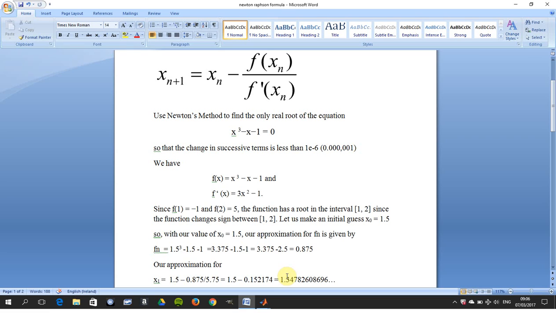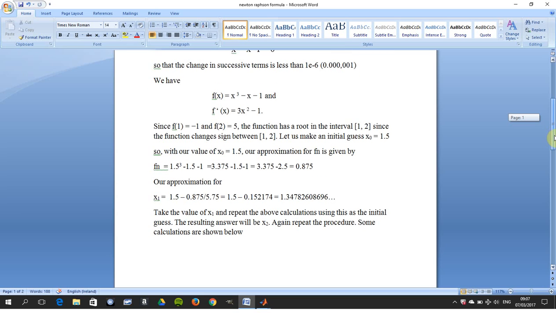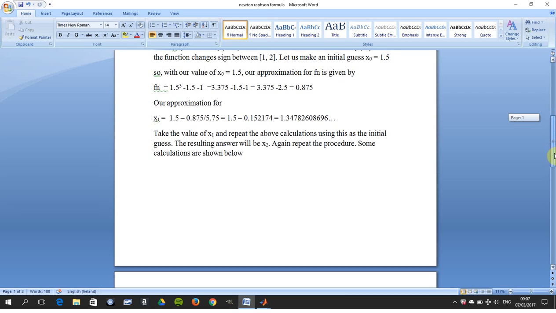We get, mouse is gone. Oh, mouse is back up again. So we get 1.5 minus 0.875 divided by 5.75, which is 1.347826, etc. So we've gone from 1.5 to 1.347826. So we repeat those calculations again.